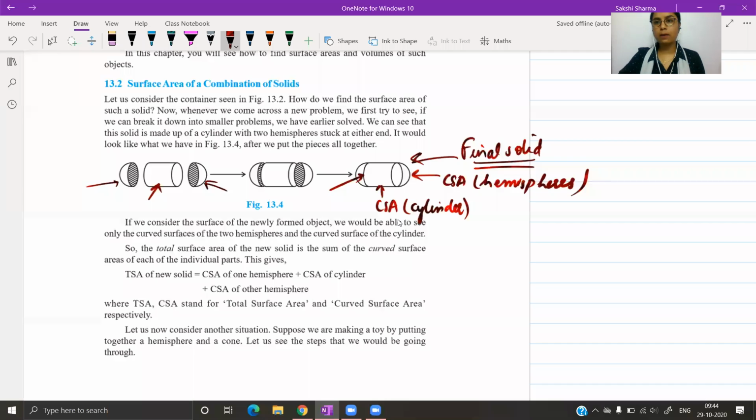So they have shown this by highlighting the portion by shading it. This portion, the circular base of the hemisphere, will be joined to the circular base of the cylindrical portion. So this will disappear. This surface does not exist in our final solid, so you do not need to find the area of this surface.